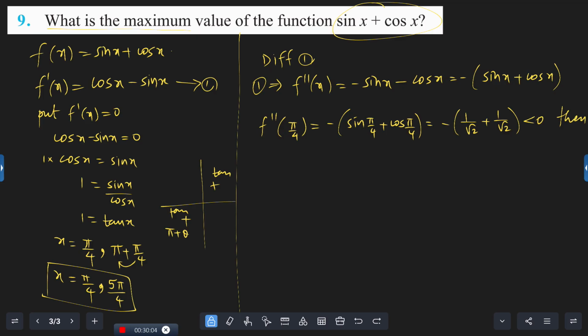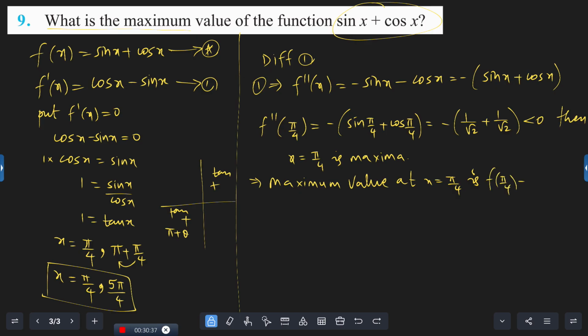Maxima. Then x is equal to pi by 4 is maxima. If you want a maximum value, what we have to do? Take the x value, substitute in the question, that is the star point. Then the maximum value at x is equal to pi by 4 is what you will be doing now. What is that? F of pi by 4 is equal to, that is star implies.